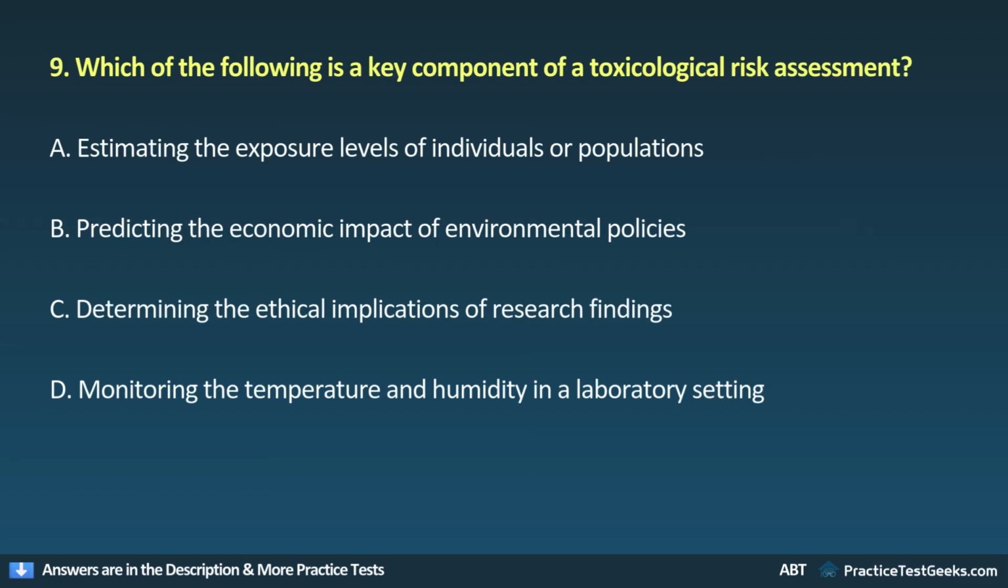9. Which of the following is a key component of a toxicological risk assessment? A. Estimating the exposure levels of individuals or populations. B. Predicting the economic impact of environmental policies. C. Determining the ethical implications of research findings. D. Monitoring the temperature and humidity in a laboratory setting.